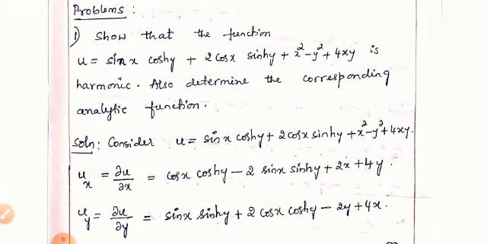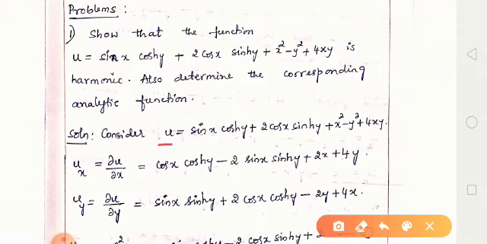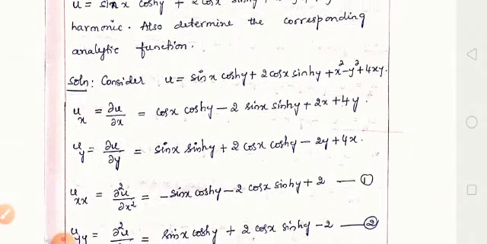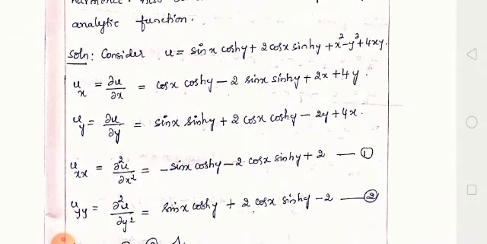We will start the solution with considering given u. Here u is sin x into cos hyperbolic y plus 2 cos x into sin hyperbolic y plus x² minus y² plus 4xy. To show that u is harmonic, we have to prove that uxx plus uyy equal to 0 as u is in Cartesian form. So we have to find partial derivative of u with respect to x and partial derivative of u with respect to y.